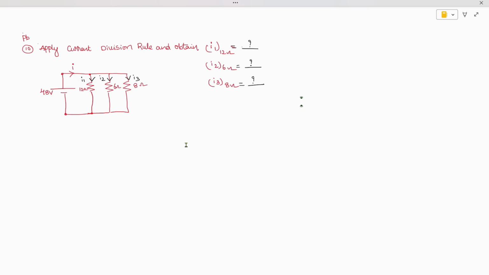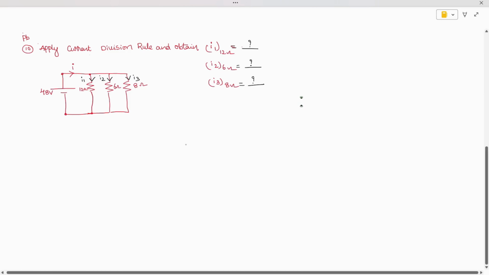Today we are going to solve this problem. The given data in the problem is: apply current division rule and find the current across the 12 ohm resistor, 6 ohm resistor and 8 ohm resistor. But you should solve it only by current division rule.